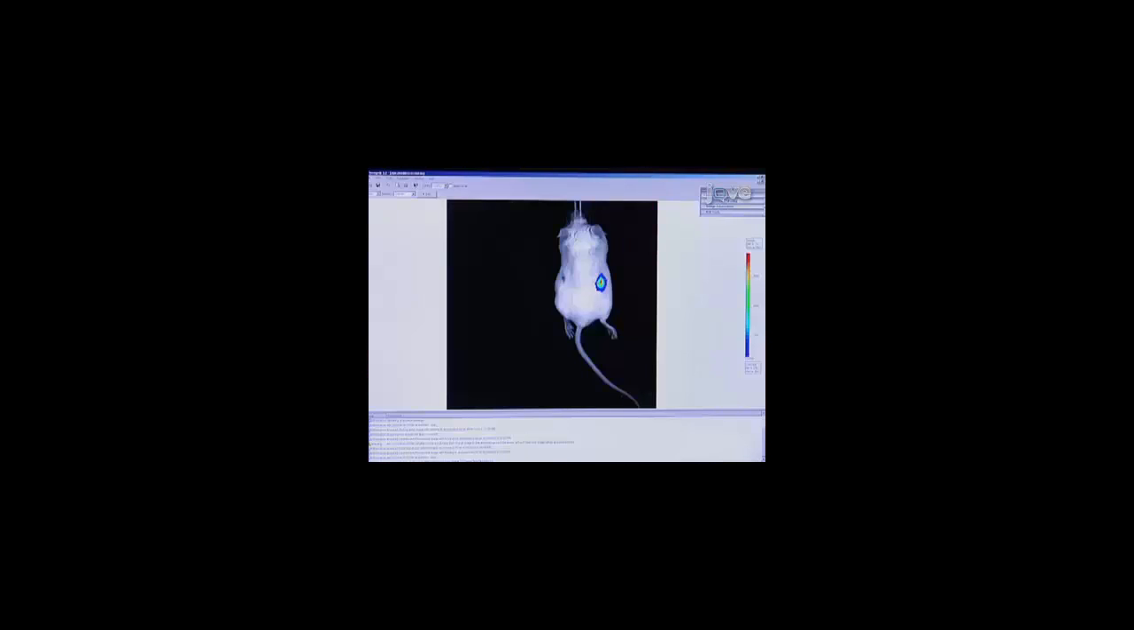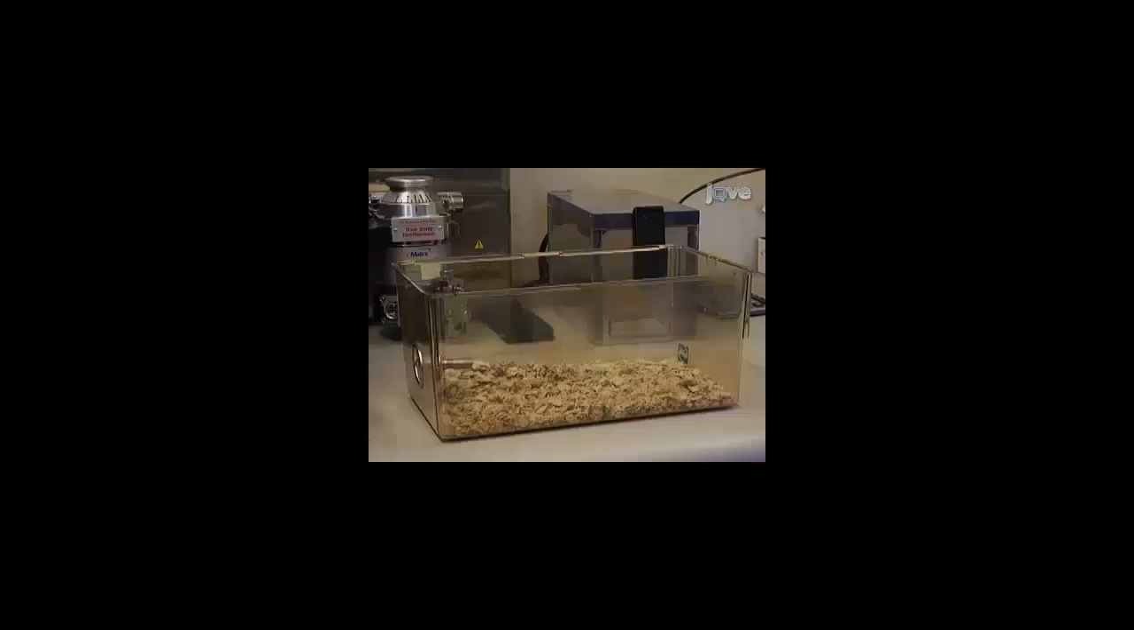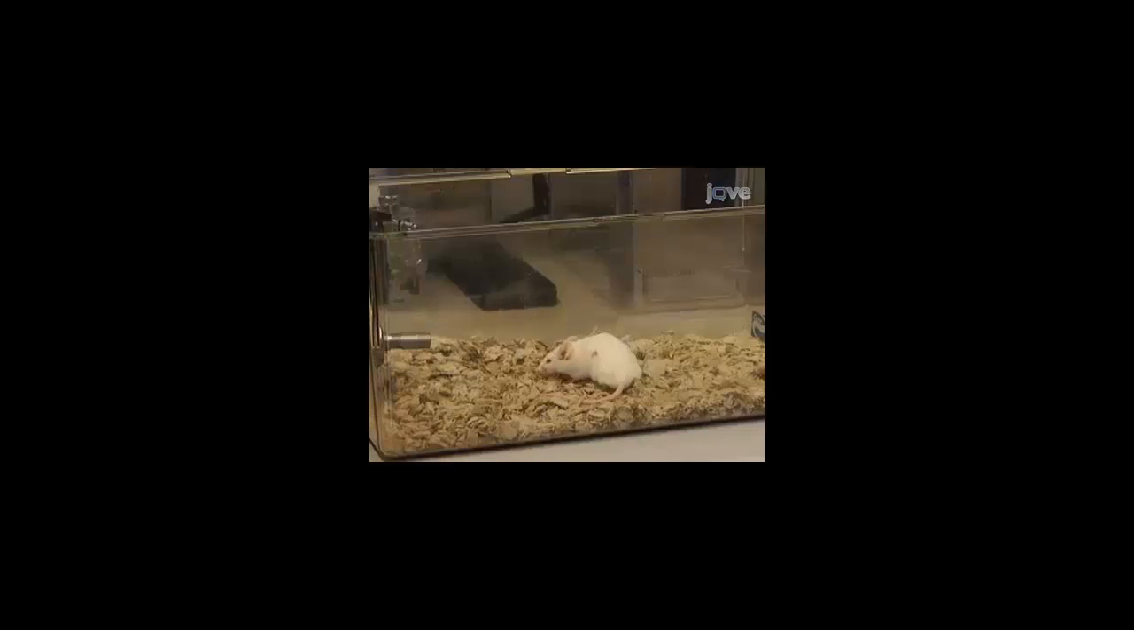Close the door of the imaging chamber. At the appropriate time, acquire the image. Remove the animal from the imaging chamber and place it back into its cage. Monitor the animal's recovery as before.